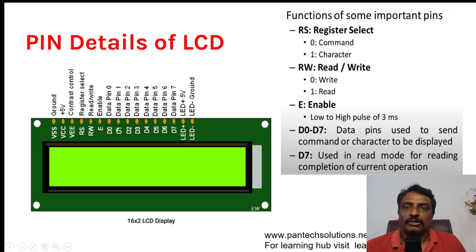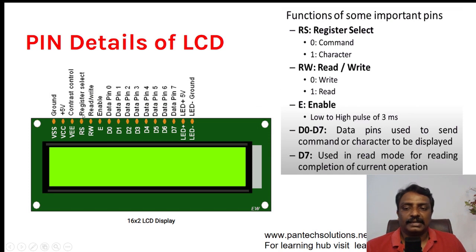It operates in two modes, 4-bit mode as well as 8-bit mode. You could use either. Today we are going to cover 4-bit mode. It means that out of these 8 bits, we are going to use 4 bits, and by using 4 bits you could display the data. And the LED pins, LED 5 volt and ground, are for the background light.